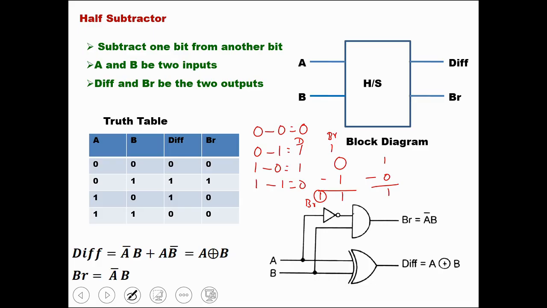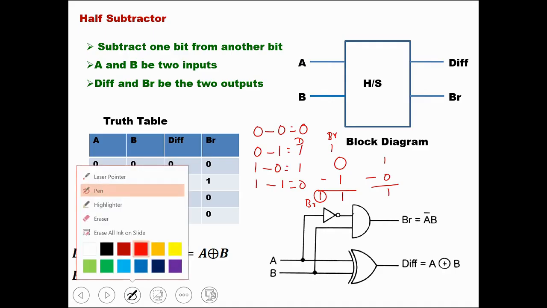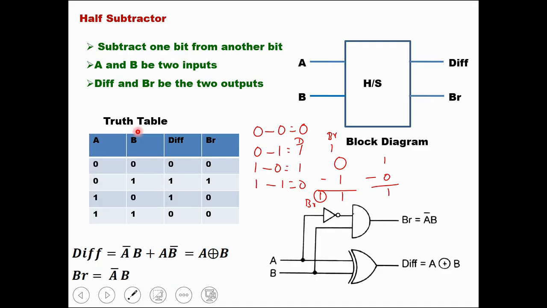So now first we will start writing the truth table to convert into a logic circuit. Since here there are 2 inputs, let us take the inputs as A and B. Since 2 inputs, there are 4 possible combinations: 0 0, 0 1, 1 0, 1 1. By applying the basic binary subtraction rule, 0 minus 0 is 0, 0 minus 1 is difference 1, borrow 1, 1 minus 0 is difference 1, borrow 0, 1 minus 1 is 0, 0.